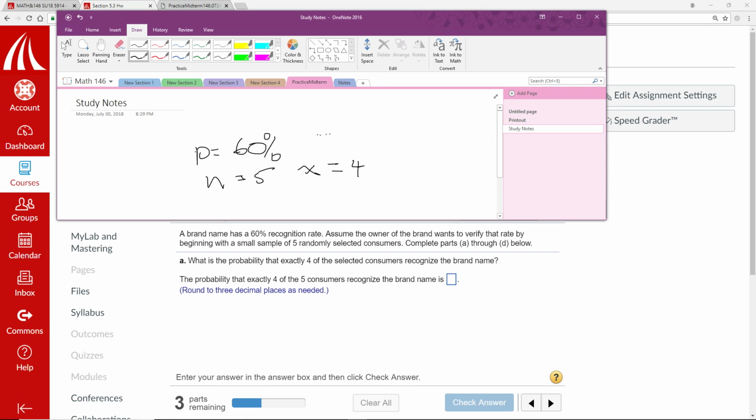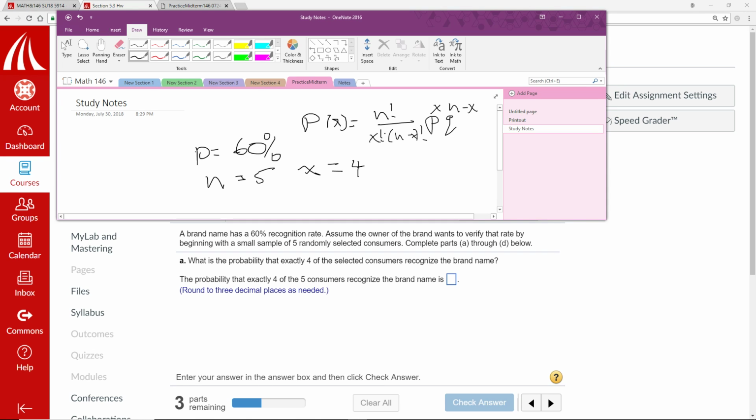And we use that binomial distribution formula. It was the big formula. It said this, the probability of X turned out to be n factorial over x factorial, and then n minus x factorial, and then p to the x, and then q to the n minus x power, and that would actually give you the probability.